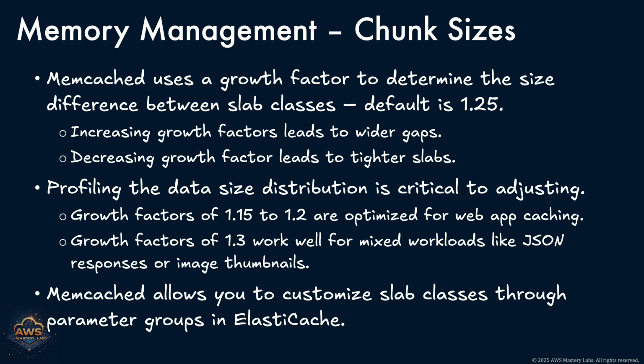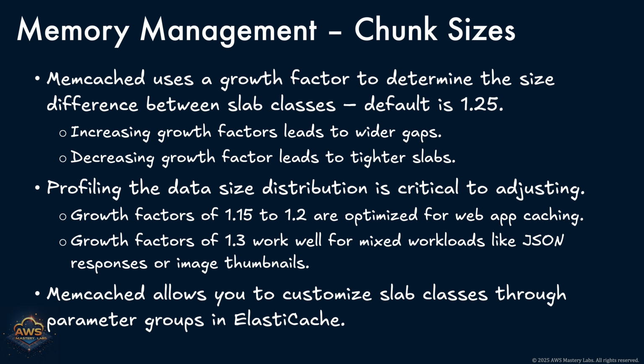Before you even think about adjusting the growth factor, it's critical to profile your data size distribution. Look closely at the objects your application is caching. Real-world testing has revealed interesting trends. Web applications caching small session data tend to perform best with a growth factor around 1.15 to 1.20. In contrast, larger, mixed-content workloads, like those serving media files or JSON payloads, may benefit from slightly larger growth factors, around 1.30, achieving better throughput without majorly impacting cache hit rates.